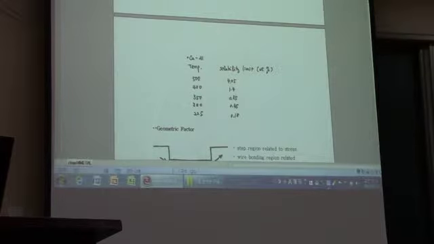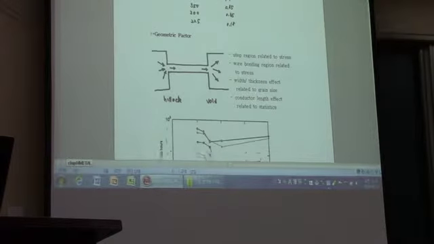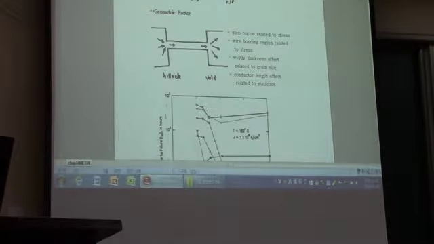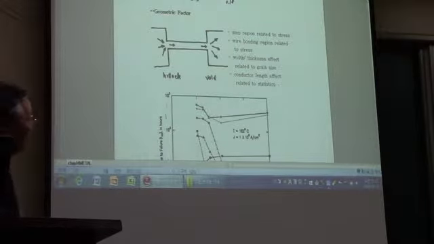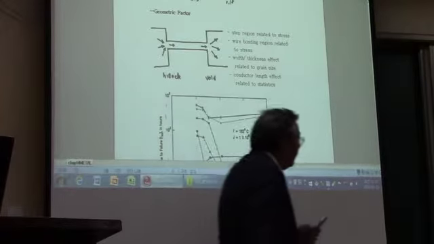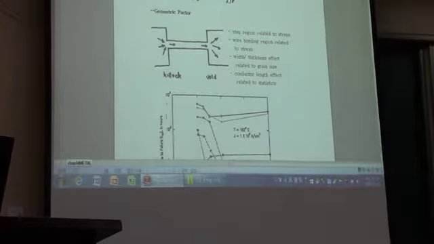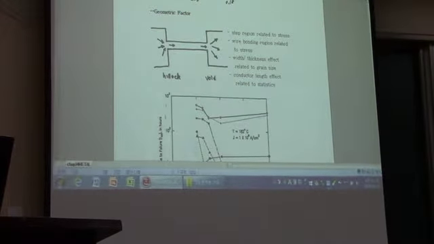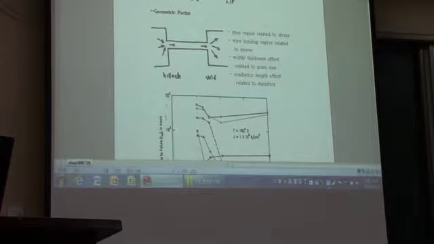Okay, and then the geometric effect is also related to electron migration. So in electron migration, we're going to have two effects. One is the geometry effect.